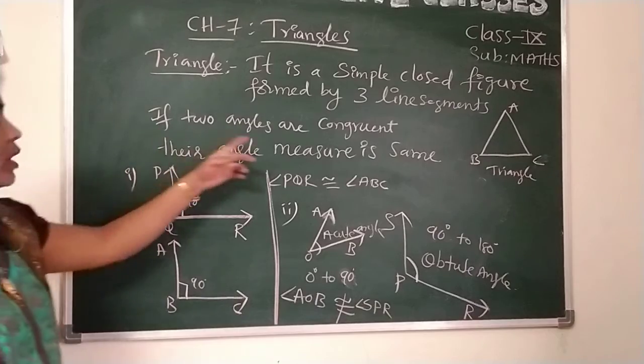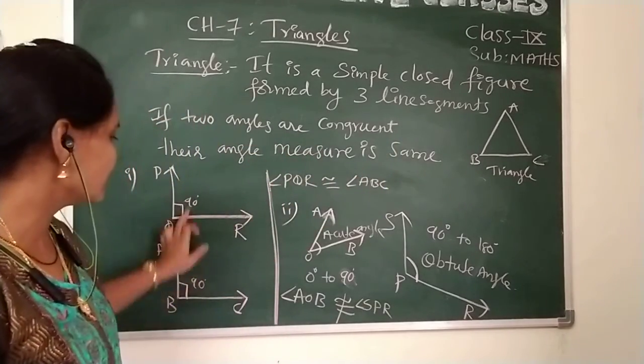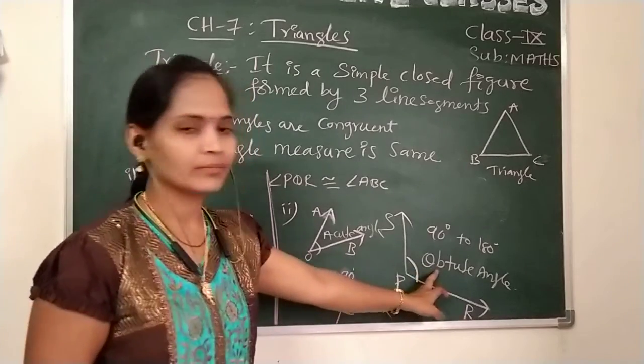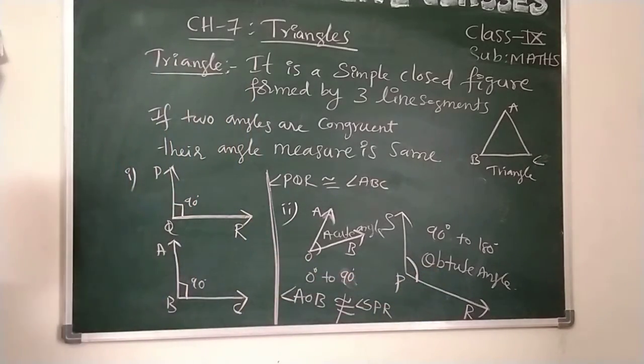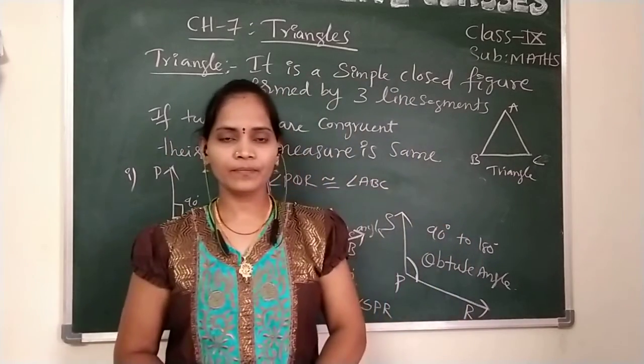This is congruent angles, this is not congruent angles. If two angles are congruent, their angle measure is the same. Here same means congruent, here not same, so not congruent. I hope you understood this small topic. Thank you.